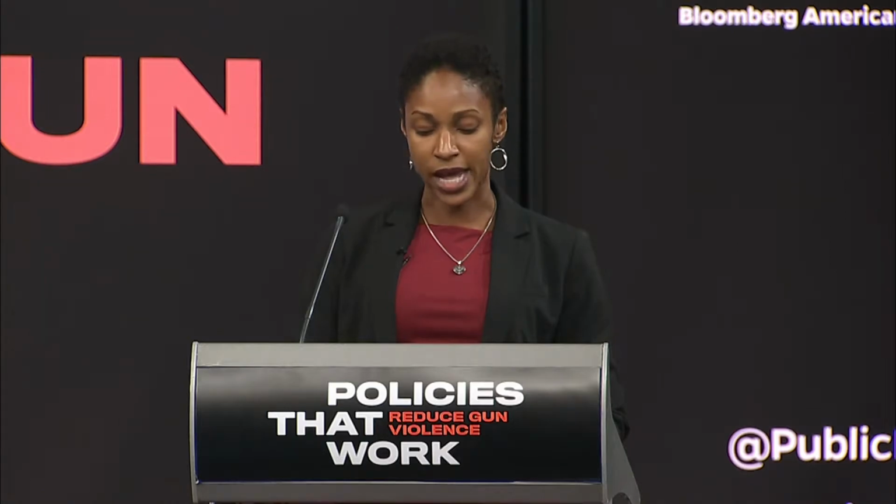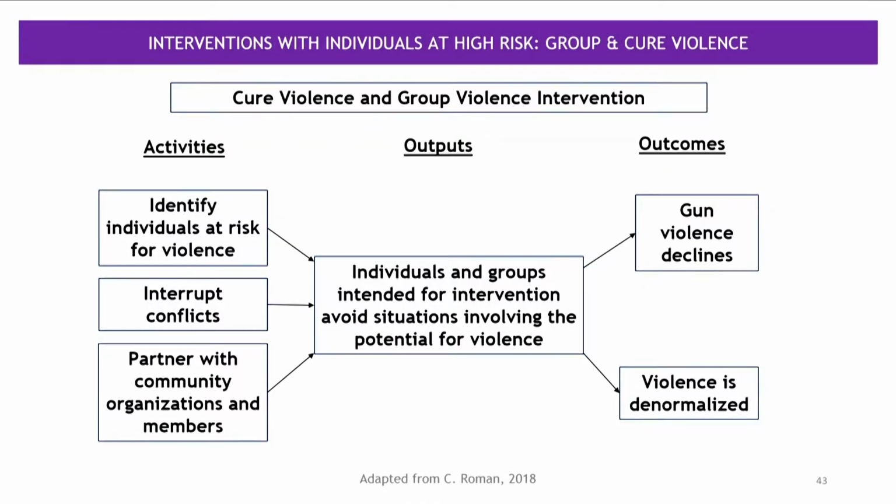This conceptual model, highlighting the similarities between the group violence intervention and cure violence, was adapted from one created by Dr. Katerina Roman at Temple University. It shows that both strategies aim to identify those at greatest risk for violence, to interrupt conflicts before they escalate or continue a cycle of retaliation, and to engage community organizations and members in the strategies. Through these actions, the objective of steering individuals and groups away from violent situations can be achieved, which then leads to declines in gun violence and a shift in the acceptability of violence as a means to handle disputes and conflicts. However, these interventions accomplish these outcomes through two very different processes.